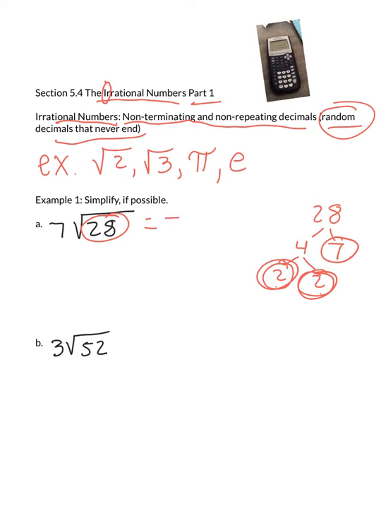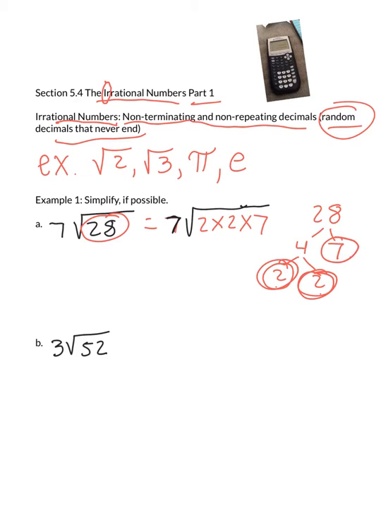So I'm going to bring over the 7, and bring over the square root symbol. But 28, I'm going to rewrite as, look at your circled numbers, 2 times 2 times 7. Did not use the 4 in the tree, just the circled numbers.